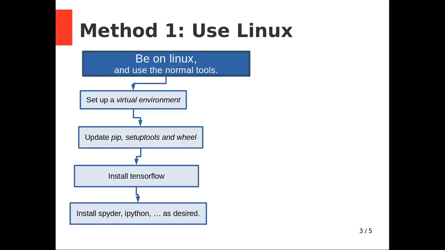So what are the methods for handling all of this? Method one is just to be on Linux, right? Because a lot of these tools work very well on Linux. Then it's easy to set up a virtual environment, which is like a little per-project package cache that you can use so that you can install your libraries in that and not mess up the global cache. Then you can update a couple of tools, because it's probable that the versions of pip, setuptools, and wheel that you'll start out with are old. And then you can just use pip install, pip being the normal Python package manager, official as of version 3 point something, 4 or 5, I think. And then you can also install Spyder and IPython and whatever else you want.